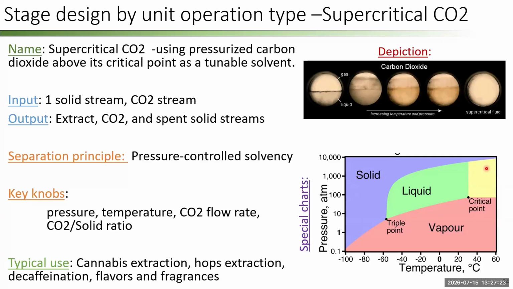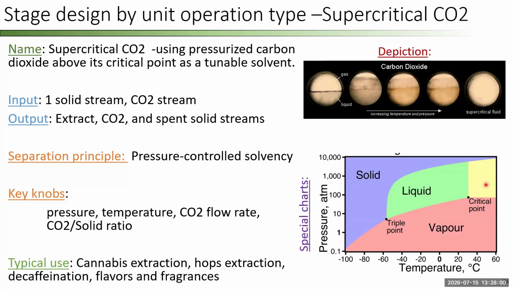This is generally expensive and therefore it tends to be used for high value products. These are things like cannabis extraction, hops extraction, high-end flavors and fragrances, and decaffeination. The key control knobs are pressure, right? Because this is going to control my properties. Temperature is going to control the solvating properties. And how much CO2 I'm moving through, and how little CO2 I'm moving through.